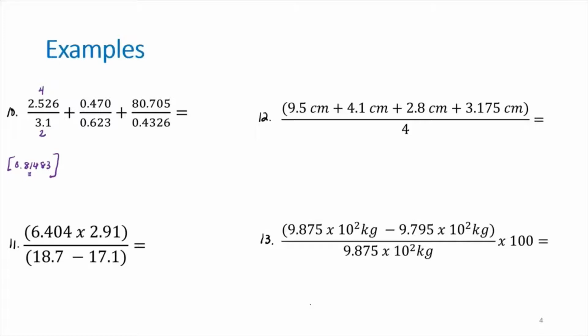0.470, 3 sig figs. 0.623, 3 sig figs. So my final answer here needs to have 3 sig figs. When I do this division, I get 0.754414.